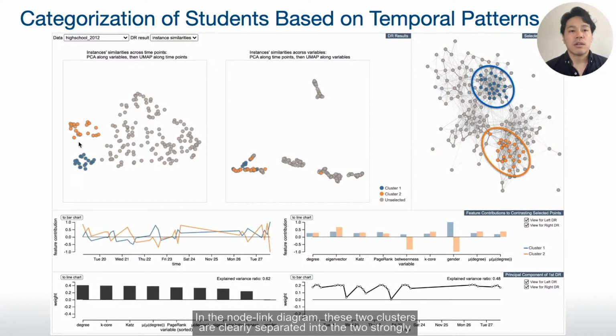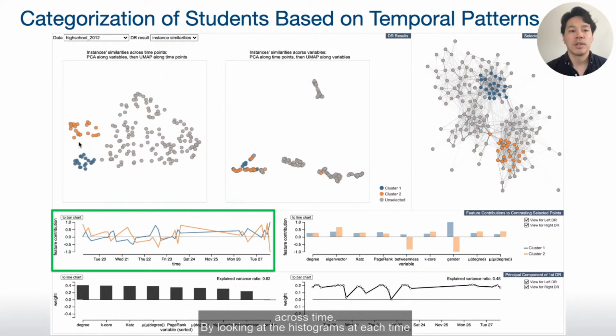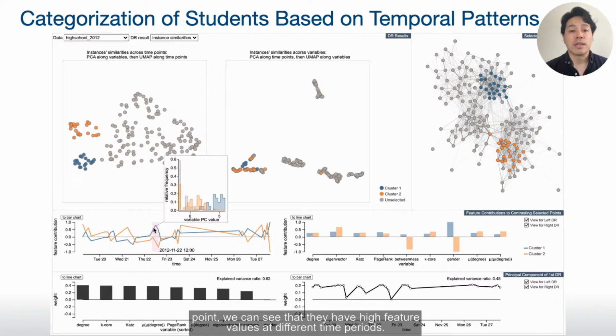In the node link diagram, these clusters are clearly separated into the two strongly connected regions at the top and the bottom of the view. We also can see that the two clusters have different patterns of feature contributions across time. By looking at the histograms at each time point, we can see that they have high feature values at different time periods.